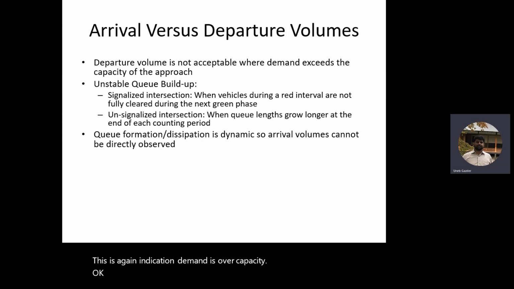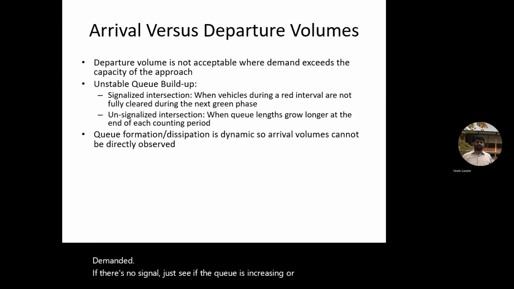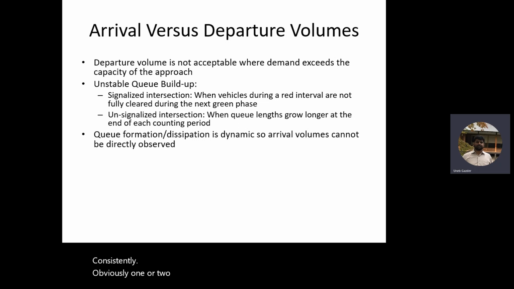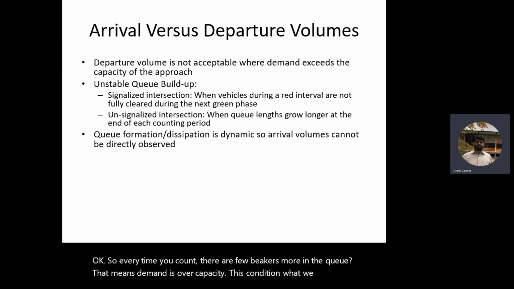Okay. So on intersection, 2 cases. If there is a signal and the vehicles at the end of the queue cannot go in the green phase, demand is over capacity. If there is no signal, just see if the queue is increasing or decreasing consistently. Obviously, 1 or 2 times the queue may be higher or lower, but consistently, what is happening generally? Okay, so every time you count, there are a few vehicles more in the queue. That means demand is over capacity. This condition, what we call as traffic jam, we are calling it unstable queue buildup.